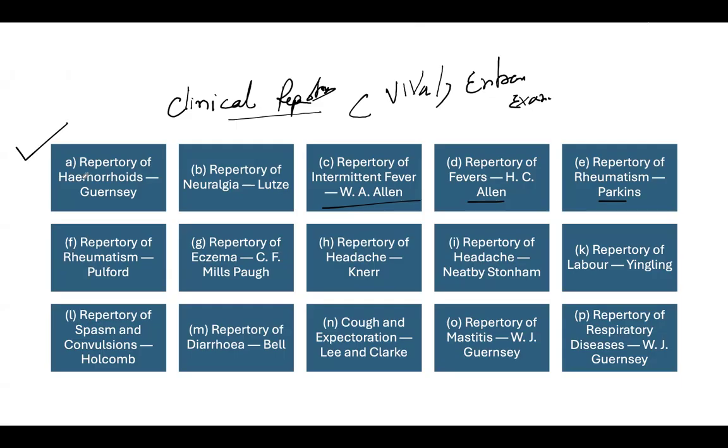Okay, so repertory of hemorrhoids by Guernsey, repertory of neuralgia by Lutz, repertory of intermittent fever by W.A. Allen, repertory of the fever, H.C. Allen, repertory of rheumatism, Perkins. So these are very important. Whether it is AIPGT, UPSC, or Public Service Commission, any entrance examination, this is very important. One question from this comes repeatedly.